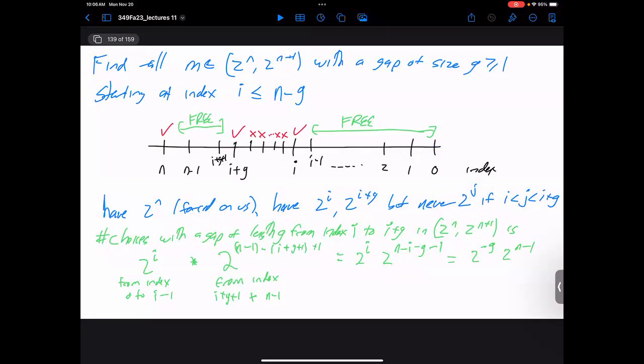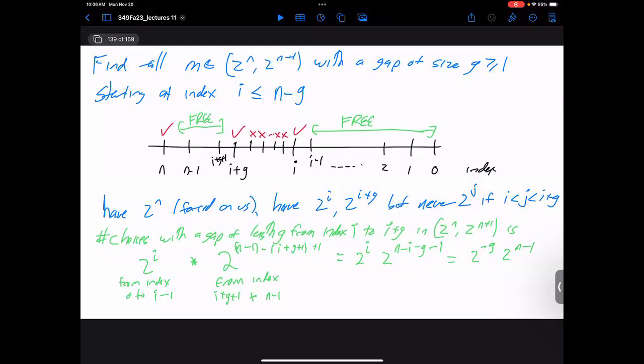And then we looked at which spots were free and which were not free. If it was free, we would have two choices. We either have a 0 or 1. And then we just multiply all of the free spots together. And this gave us the number of times we had a gap of length g starting at i and ending at i plus g. And of course, there were some restrictions on i. I couldn't be too large or i plus g would go past n.